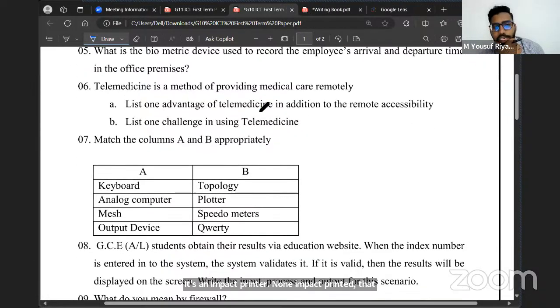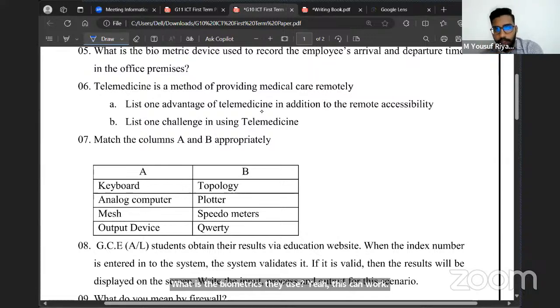What is the biometric device used to record the employee's arrival and departure time in the office premises? Biometrics means mainly human features. For example, you can unlock your phone using Face ID or a fingerprint. Likewise, in schools or other places where they mark the attendance of employees, what is the biometric they use? They scan the fingerprint. Okay.